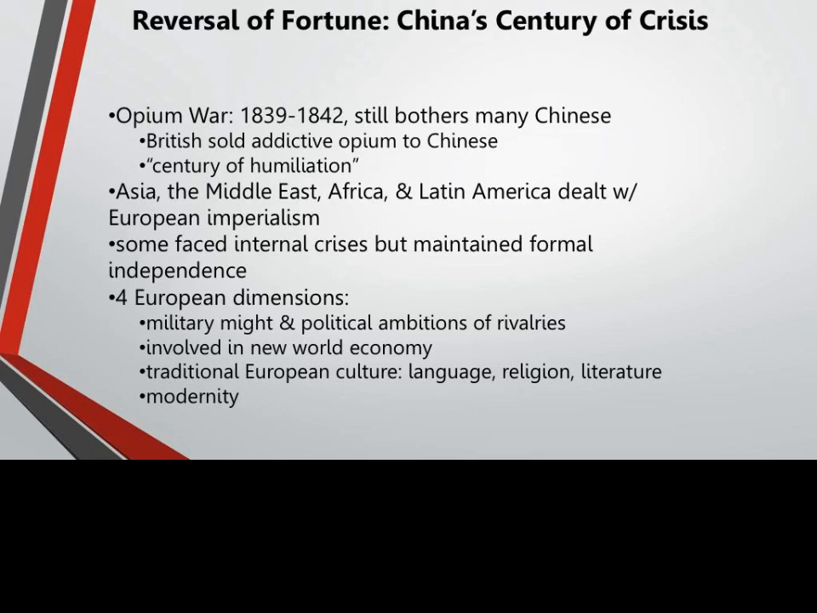And there are four main dimensions of European imperialism that confronted these societies: the military might and political ambitions of rival European states, the involvement in a New World economy that radiated from Europe, the influence of traditional European culture like language and religion and literature, and engagement with the culture of modernity. And at the same time, they had to deal with, like I said, internal pressures as well.